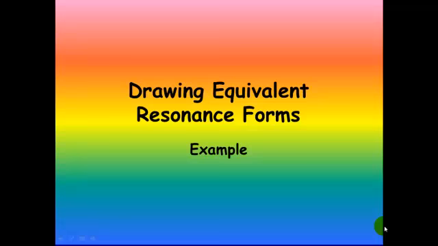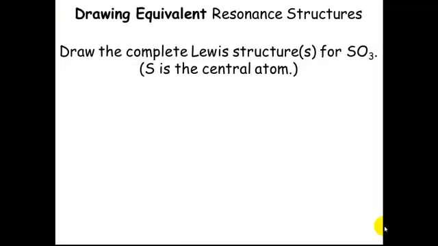Okay, so now let's do an example of drawing equivalent resonance forms. Let's draw the complete Lewis structure, which may include more than one structure, for sulfur trioxide. Go ahead and pause this presentation and try to draw the Lewis structure for this molecule with sulfur as the central atom.